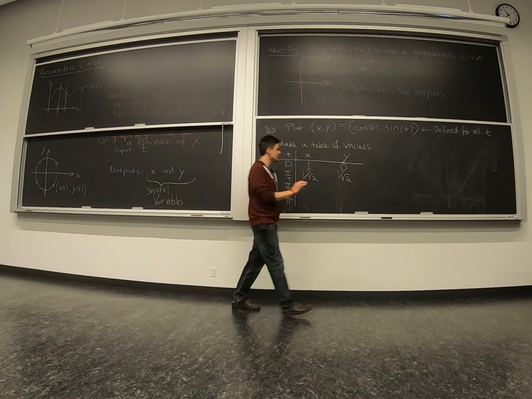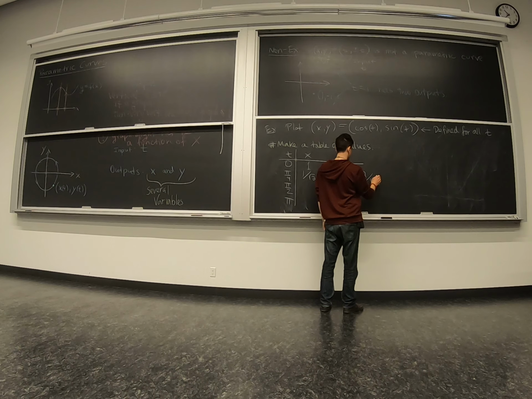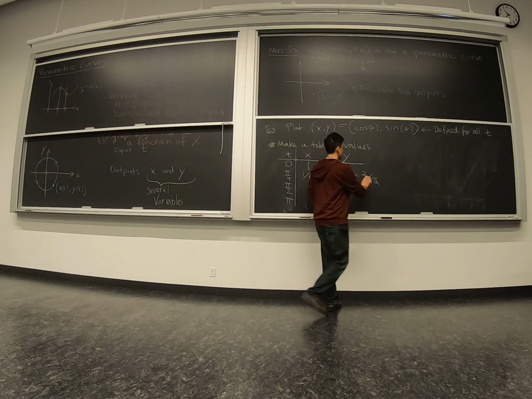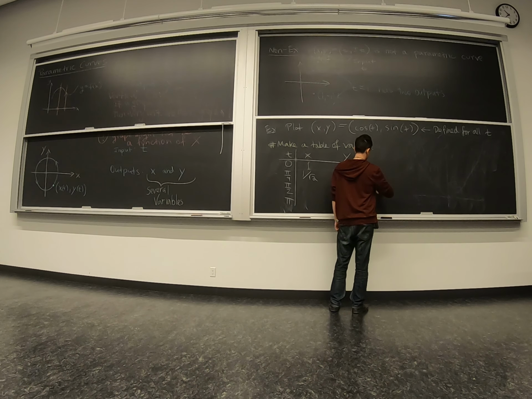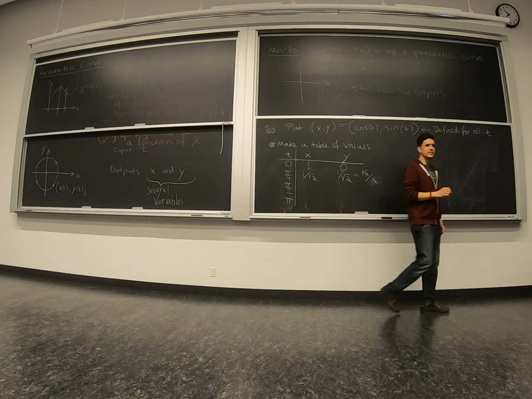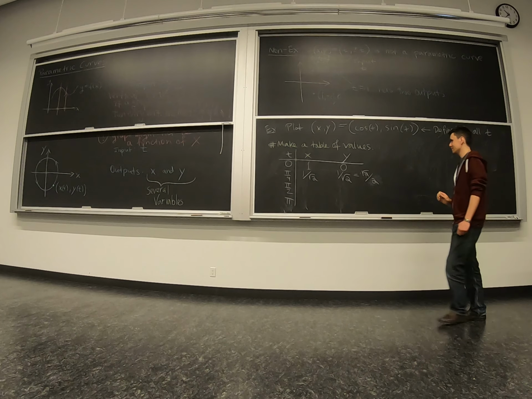If you grew up writing this, how do other people write this? 2 root 2 over 2. There we go. If you grew up writing it that way, that's perfectly fine. They're equal numbers. That's okay too.